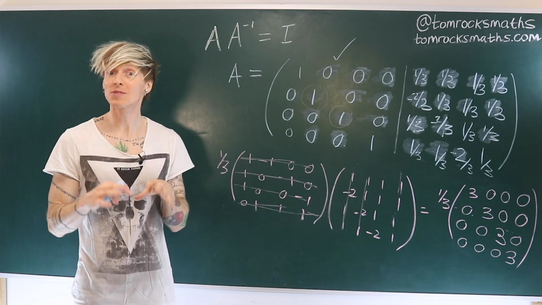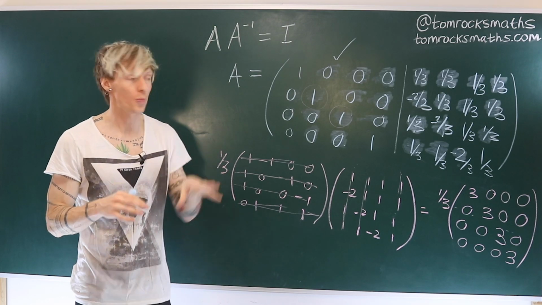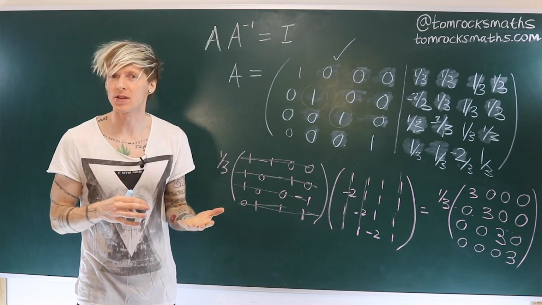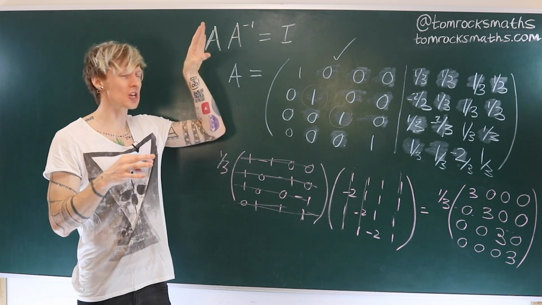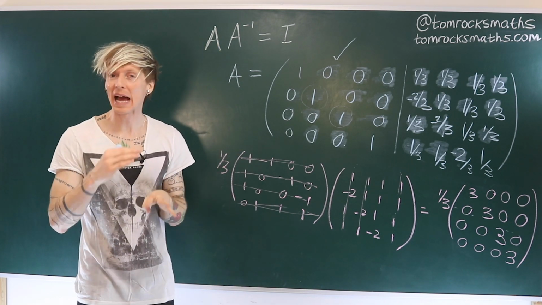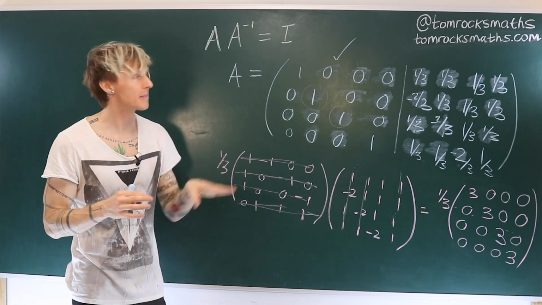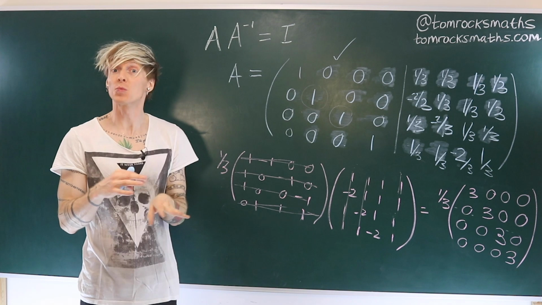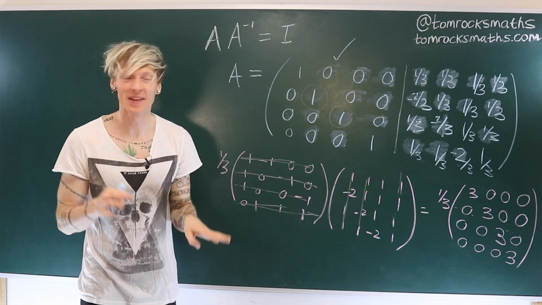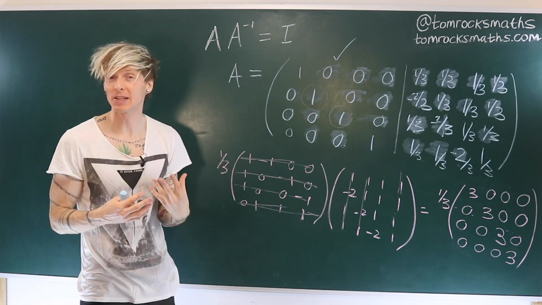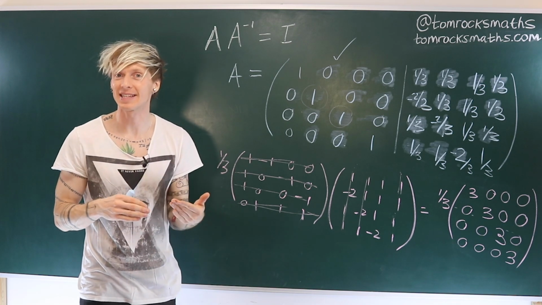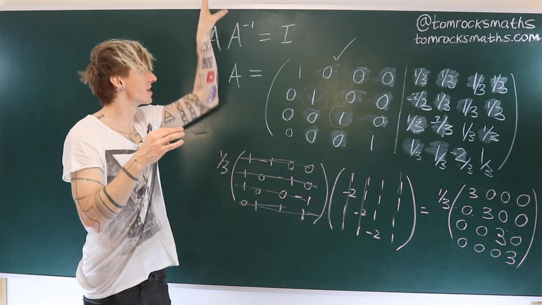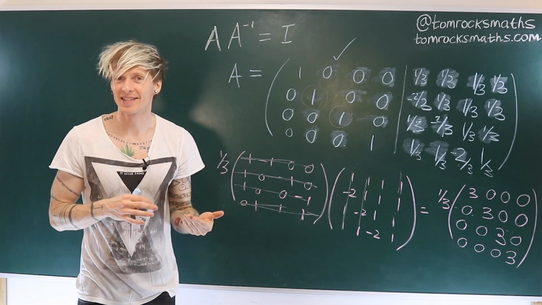Now, there is one final thing to be aware of when using this method of EROs to solve for a matrix inverse. And that's that not every matrix will have an inverse. Sometimes A minus 1 will not exist. But we don't actually need to worry, because this method will tell you exactly when that is the case. There is a sign to look out for which indicates that the inverse does not exist.